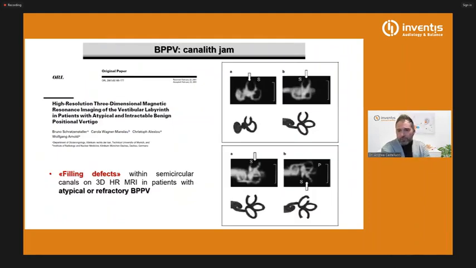And we can also see some papers. This is one of the few papers that we have in the literature. It says that in some cases of refractory BPPV, we can find some filling defects within the semicircular canal on the 3D high-resolution reconstruction on MRI. We can find sometimes this tiny filling defect on the canals affected by BPPV. So probably there are tiny stenoses in the canal that might facilitate the occurrence of a canal jam, the blockage of a clot inside the lumen of the affected canal.